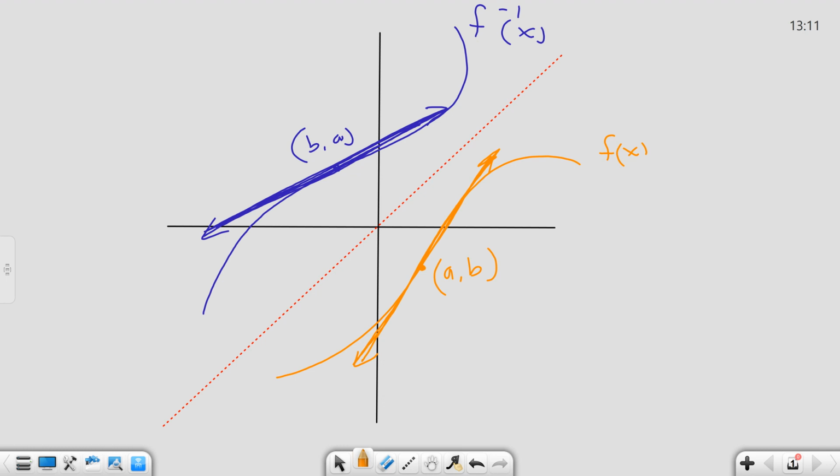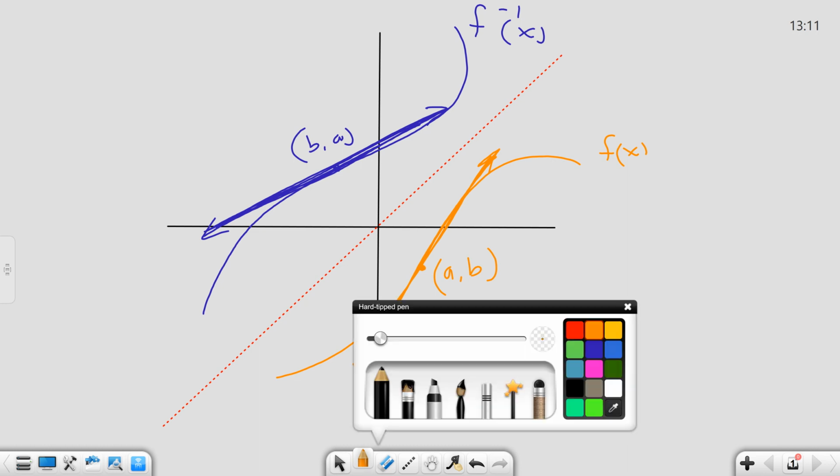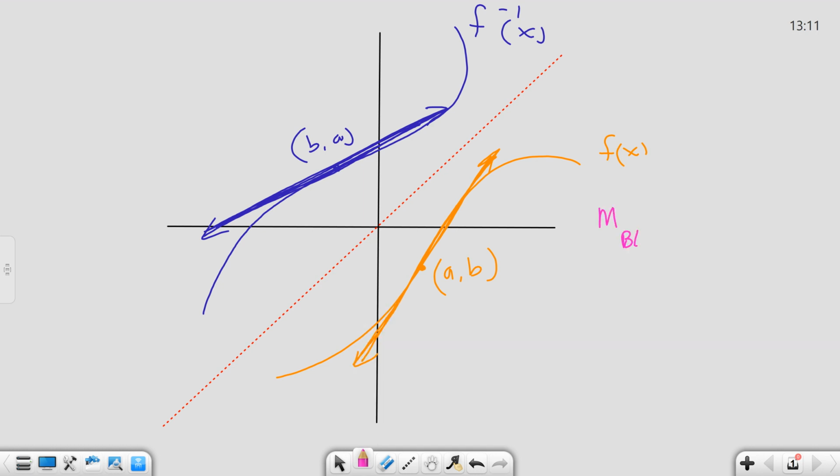Okay, is everybody good with that? Do you see how I got from BA to AB? How I went from 3,2 to 2,3? Okay, good. So now I know the slope of the orange line, so here's the key to the whole problem. What is the relationship between the slope of the orange line and the slope of the blue line? It is the following. The slope of the blue is the reciprocal of the slope of the orange.